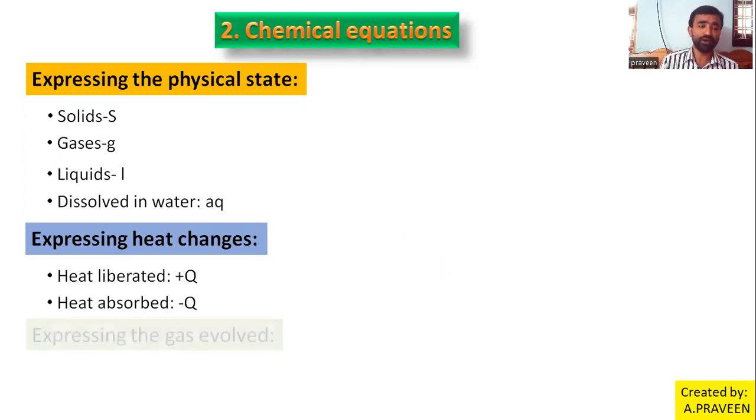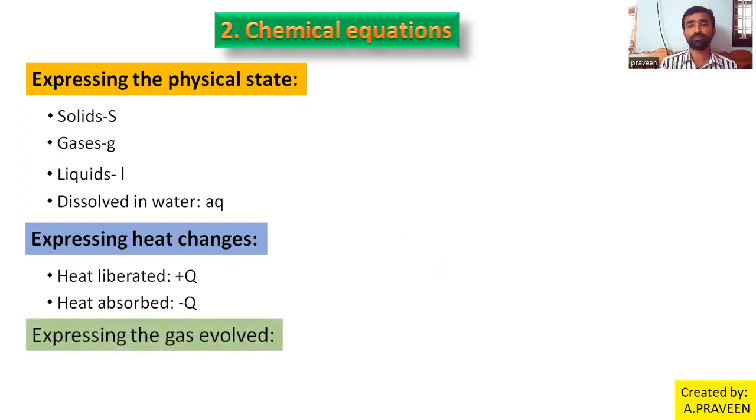Then we express the gas evolved. For example, adding zinc metal into HCl. It produced a gas, hydrogen gas is liberated. We tested that gas with a burning matchstick: blue flame, it burns with a blue flame and pops. So gas evolved. Production of gas in a reaction will be represented by an upward arrow in the reaction.